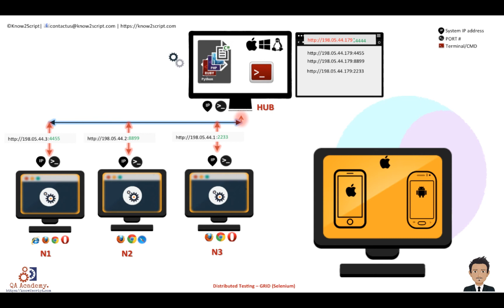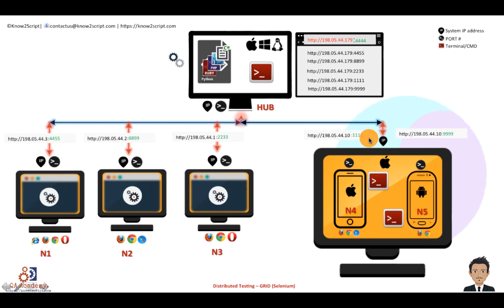Then similarly, I will connect this Mac computer to the same network. The moment I connect to the network, it gets its IP address. And then I will create two Appium nodes. The Appium node is N4 and the other Appium node is N5. The port numbers I have configured to run these two nodes are 1111 and 9999. And once these two nodes are created, they need to get registered with the hub, just like the other three nodes.